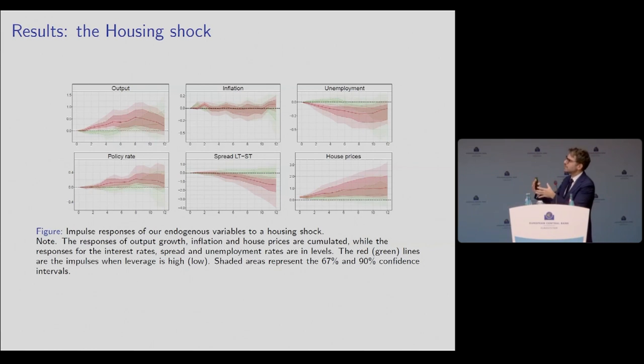What we see is that we report here the propagation under high vulnerability and low vulnerability. Under high vulnerability, the red line, when we have high risk in the economy, the same shock is transmitted more to the economy and has a stronger effect on output, unemployment, and policy rate. Whereas when we are in low vulnerability, the same shock is much less significant and less strong, especially in the first 2 years after the beginning of the shock.